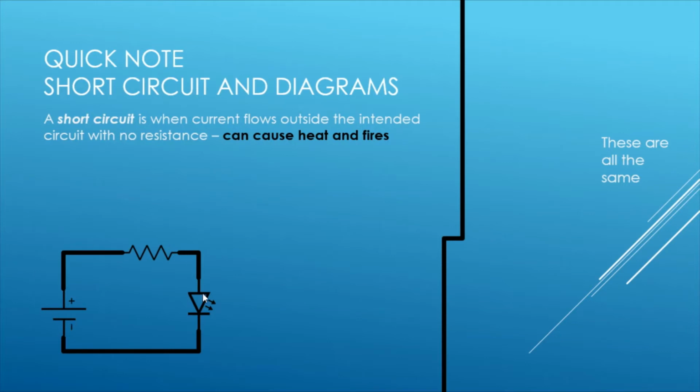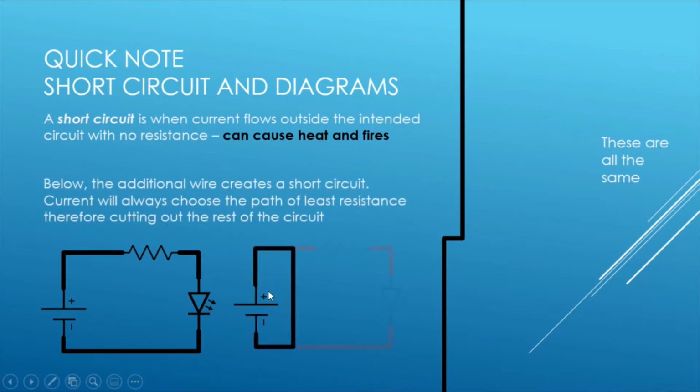So let's take this simple circuit that we've had where we connect the positive end to the resistor, through the resistor to the positive end of our LED, from the negative end of our LED to the negative end, right? And we have our conventional current flowing through this way. Now, if we add in a wire from the positive end of our battery to the negative end of our battery, as we know, current will always choose the path of least resistance. Therefore, it will not choose to go through the rest of our circuit.